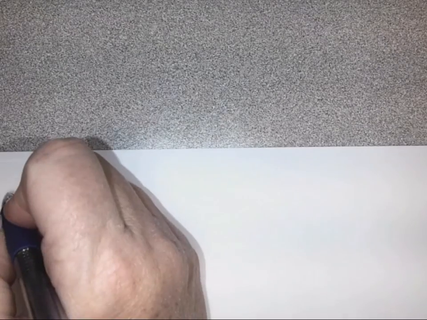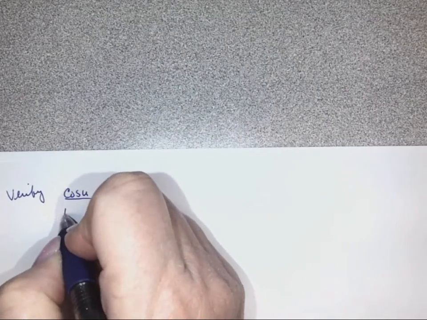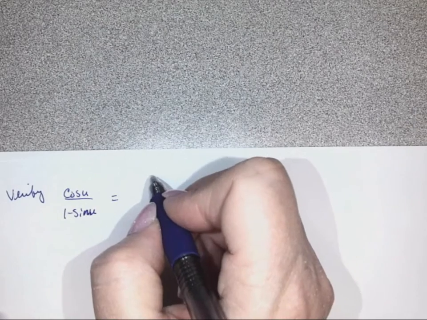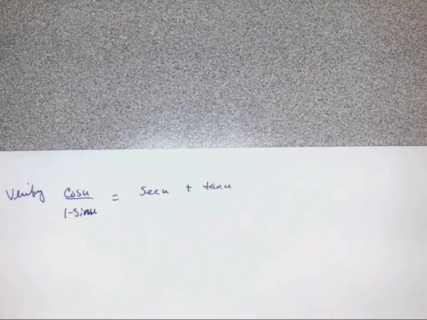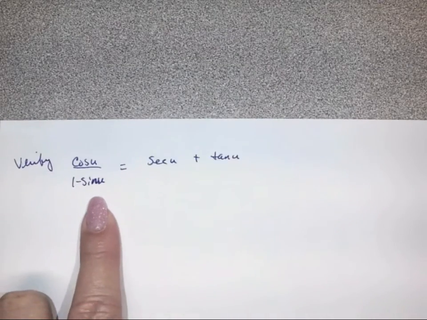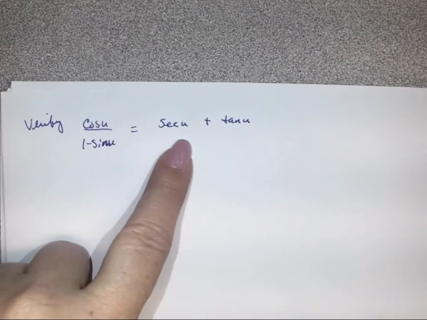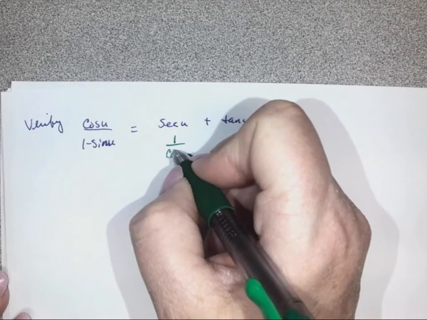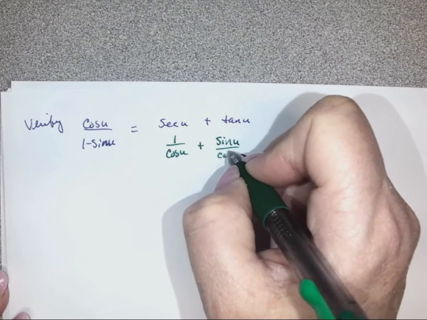So we are going to verify that cosine u over 1 minus sine u is equal to secant u plus tangent u. So again, this is probably the more complicated side because it has a fraction. It's not always going to be the side, but that's the one we're going to do. But I want to rewrite this so I know what I'm looking for. Secant u would be 1 over cosine u, plus tangent u would be sine u over cosine u.